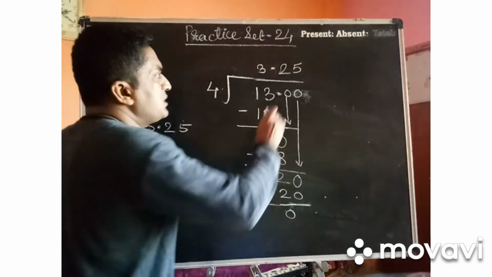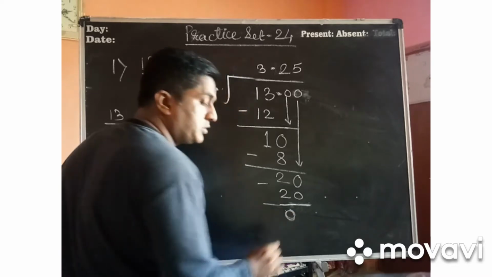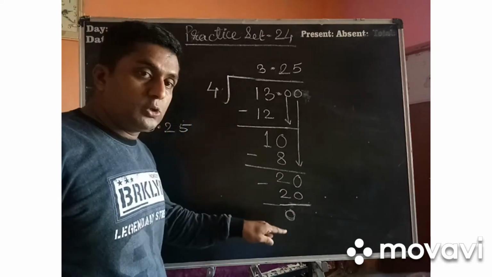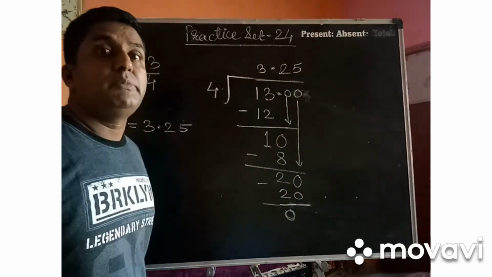But see here, as you can see, the remainder has come 0. The remainder has come 0. What is the meaning of remainder is 0? When your remainder comes 0, then the whole sum is called a terminating sum.